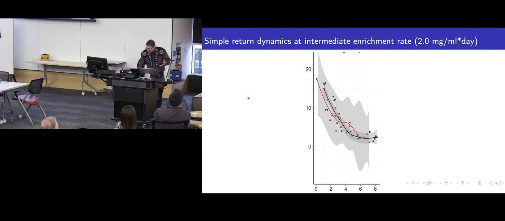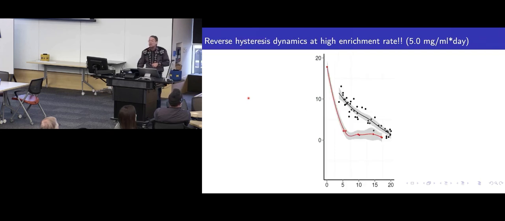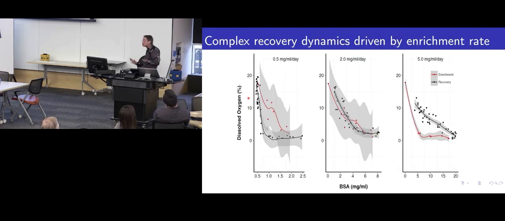We cranked the delivery rate up even further and got a really cool surprise. We generated a reverse hysteresis plot where the initial decline is very steep and the system springs back on the other side. So all of this rich dynamics changed only by altering the enrichment rate itself. Nothing else is different between these treatments.